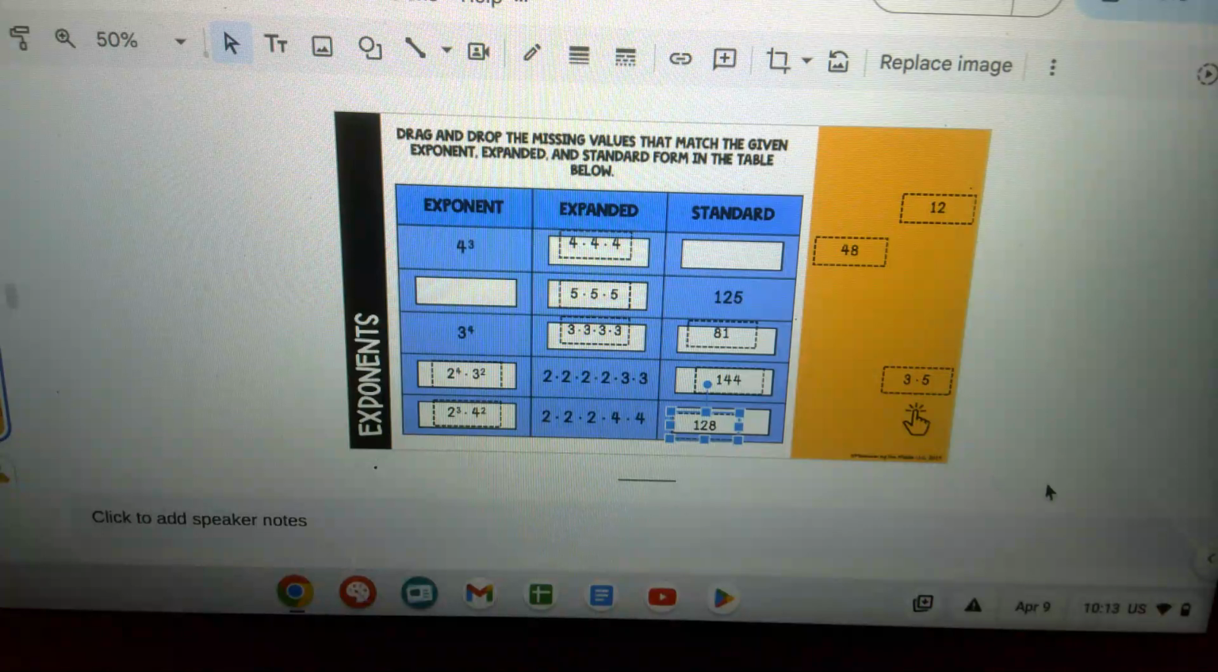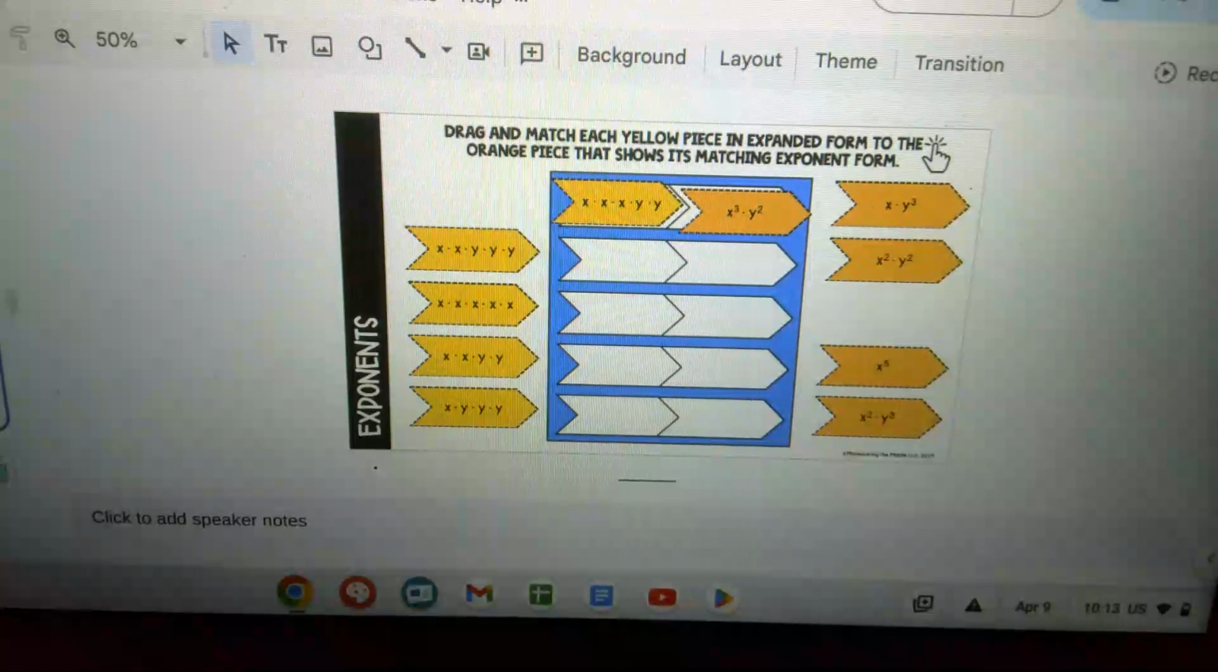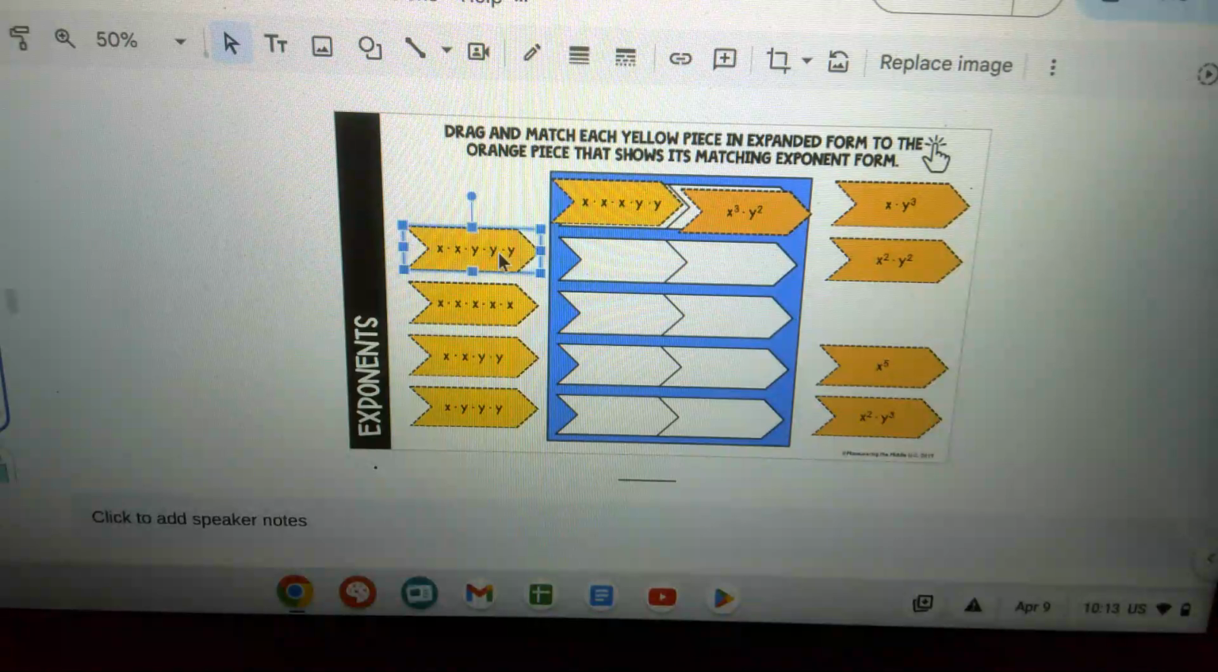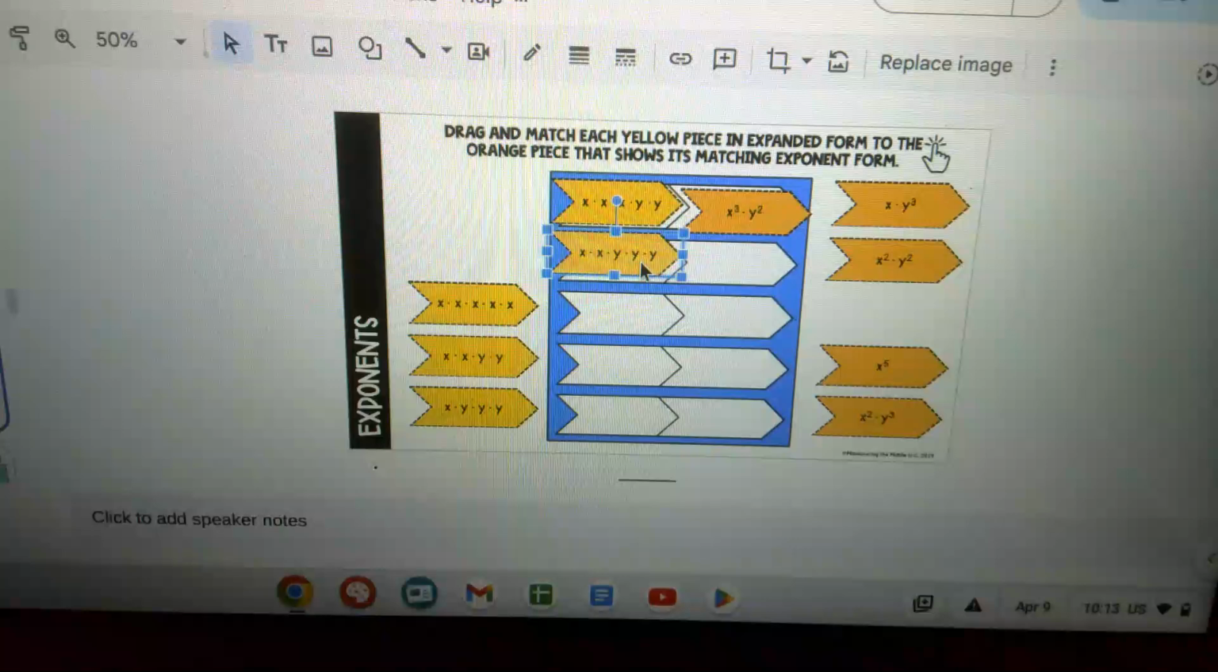Everyone got this slide done? That was an easy slide. Let's go to the next one. Kids, this one's really easy. You just take this over here, take them and slide all of these over here, and then you find its match. Any questions on how to find the match? Okay, you can take time to do that.